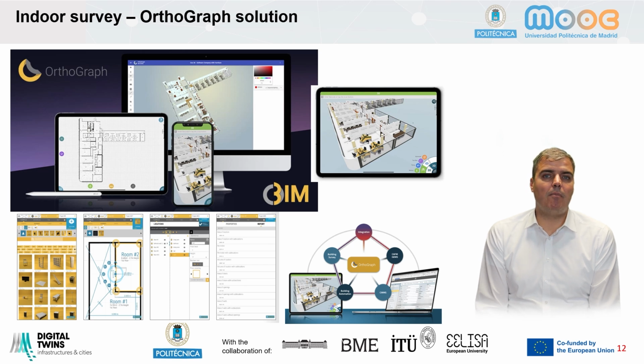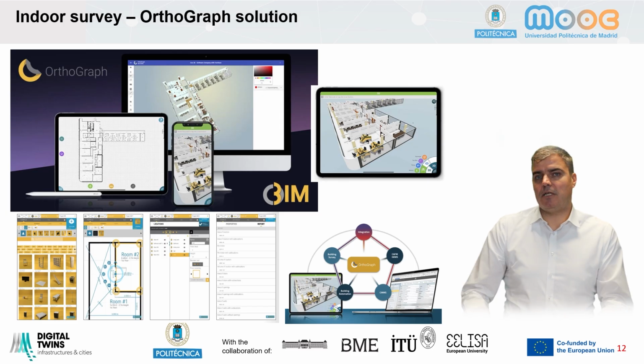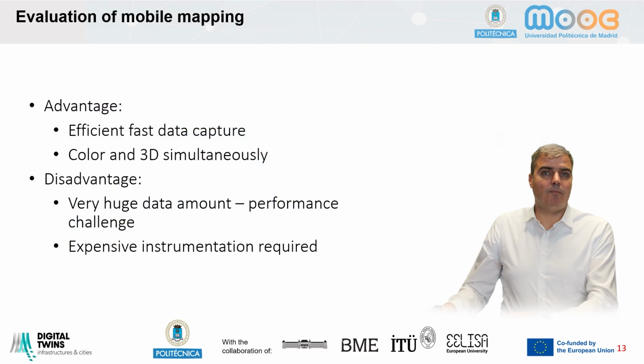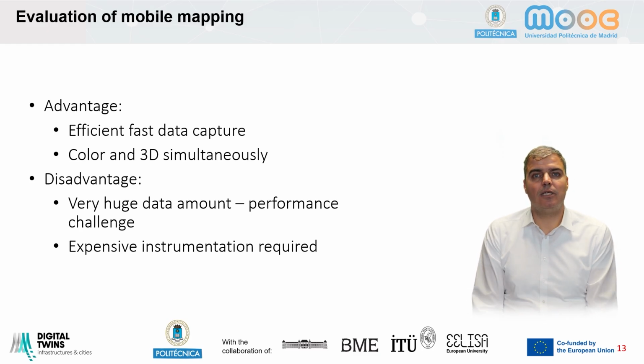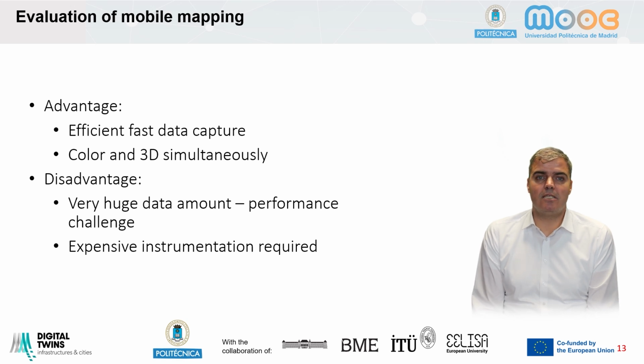So if you want to evaluate the mobile mapping technology, the main advantage is efficient and fast data capture. Imagine that you don't need to just put the scanner on a tripod and then wait for 2 or 4 minutes for scanning, but you are walking at a walking speed, or you're putting it in a car and driving at 40 km/h, and you are capturing the data. It provides color and 3D data simultaneously. The disadvantage is the big data. So it's a performance challenge. You need to resample it, you need computing capacity, and obviously very expensive instrumentation is required.